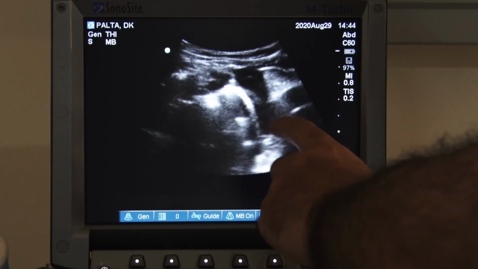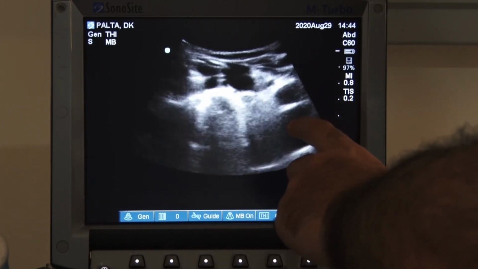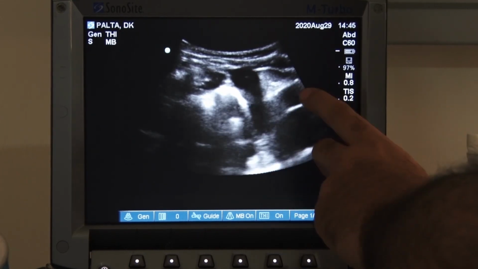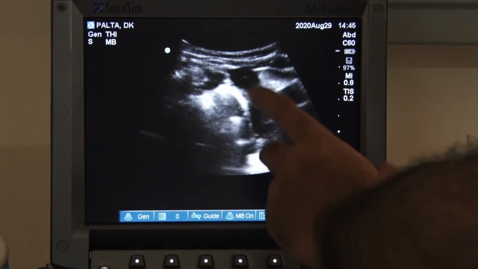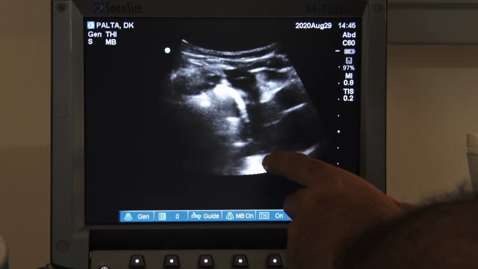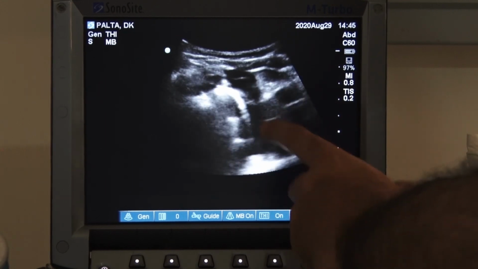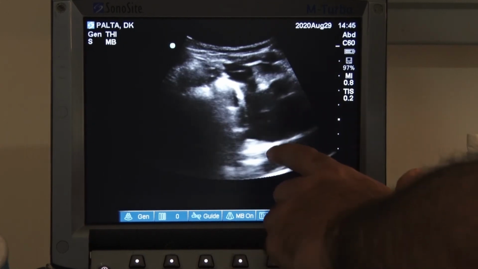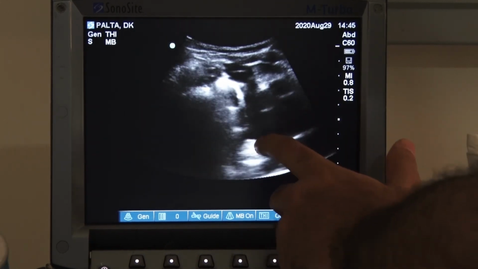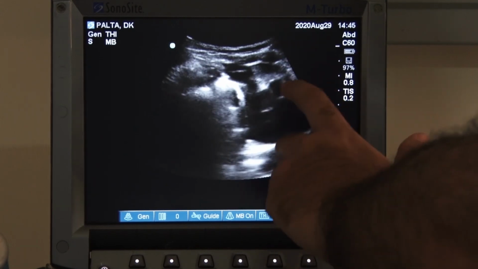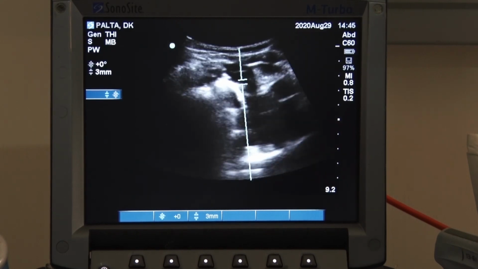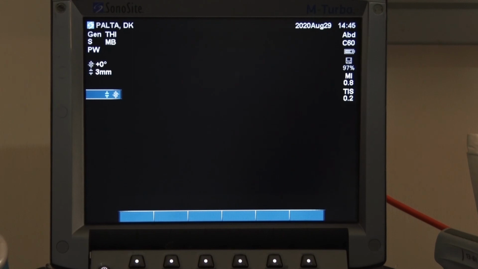So this is the right brachiocephalic vein. Now you can see clearly the opposite, the left brachiocephalic vein, forming the angle here. This is the right brachiocephalic vein, this is the left brachiocephalic vein, forming the superior vena cava. If you increase the depth, you can see the cardiac activity also. This is the right atrium, this is the superior vena cava, this is the left brachiocephalic vein, this is the right brachiocephalic vein. We can see the respiratory variations in all these veins.